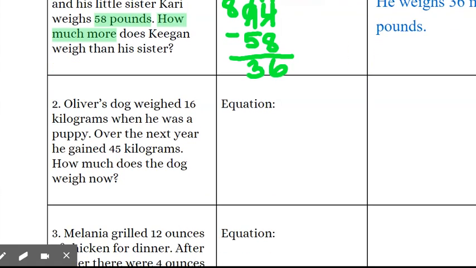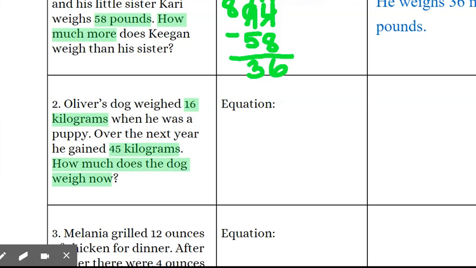Number 2, Oliver's dog weighed 16 kilograms when he was a puppy. Over the next year, he gained 45 kilograms. How much does the dog weigh now? So let's see what we know. We know that he weighed 16 kilograms when he was a puppy. We know that over the next year, he gained 45 kilograms. And what we're trying to find out is how much does he weigh now?